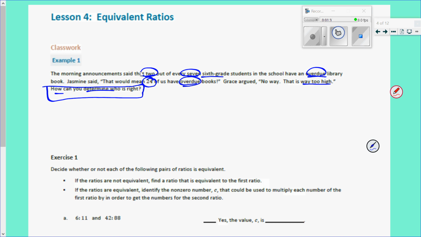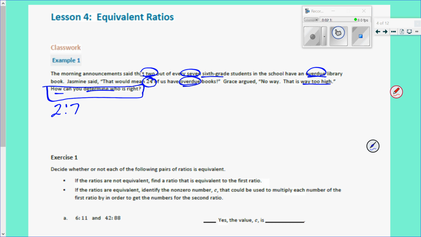So they've given us quite a bit of information in here, right? Let's break that information down so we can see what we need to understand to determine who is right. What was the first piece of information they gave us? The morning announcement said that 2 of the 7 6th grade students in school had an overdue library book. Good. So what can I make out of that? 2 of 7 is a ratio. Okay? So I can make my initial ratio. 2 of 7 have an overdue book.